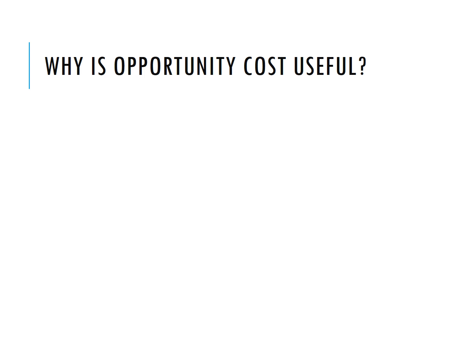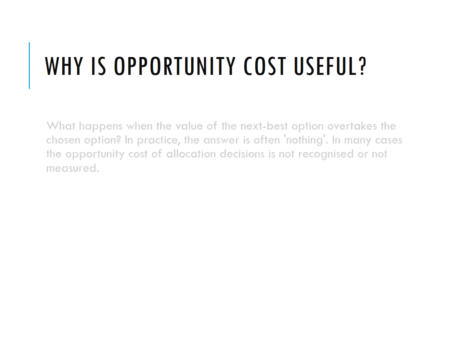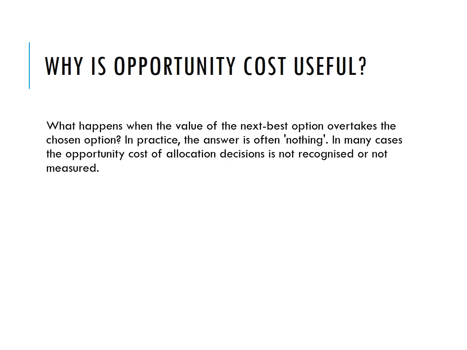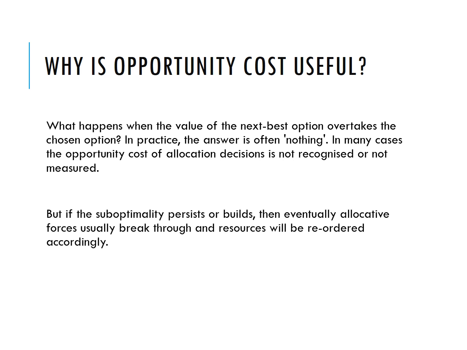Why is this a useful concept for us to understand as economists? Because we can start to say, well, what happens when the value of the next best option overtakes the chosen option? In practice, the answer is often nothing. In many cases, the opportunity cost of allocation decisions is not recognized or measured. But if the suboptimality persists, if we consistently make decisions where the next best alternative was better, then we should eventually change our decision making and resources should be reordered accordingly to give us the maximum, the most optimal value decision.